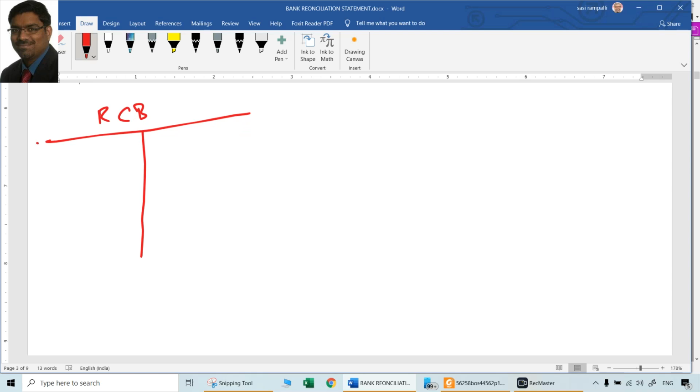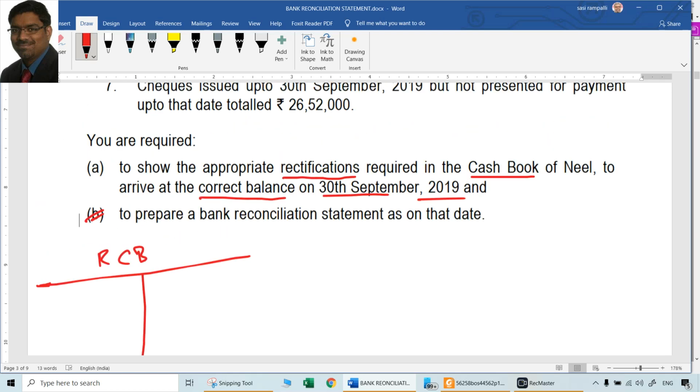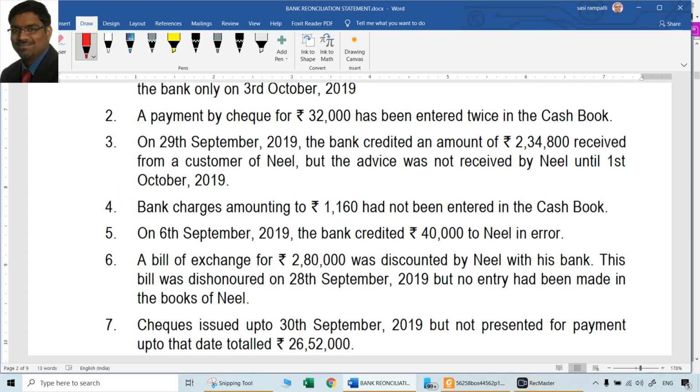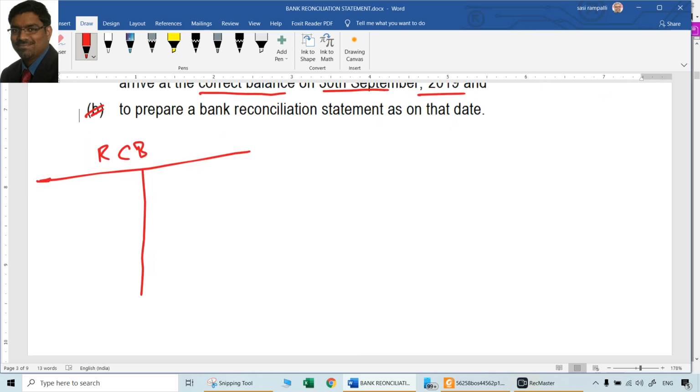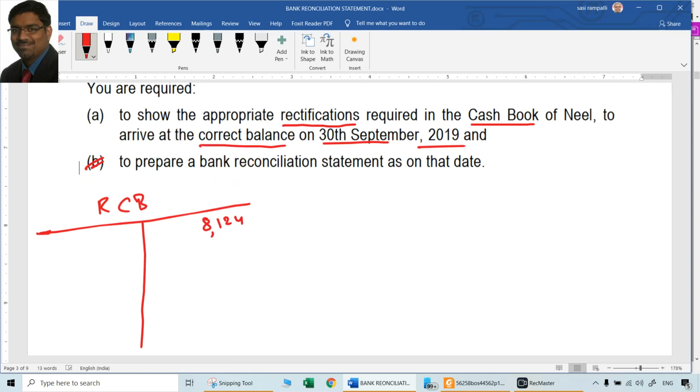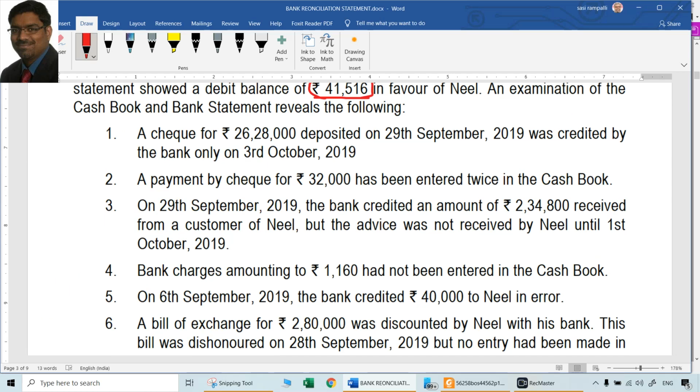We know that because it is a liability. So it should be starting from the credit side. How much is the credit balance to start with? 8124. That is the starting point. By balance brought down, 8124. Then various things will come.